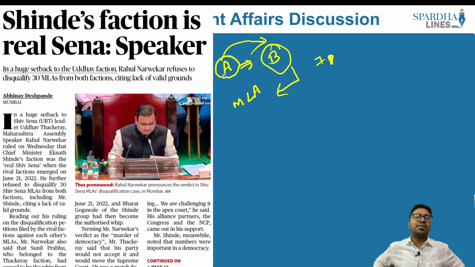But why are we discussing the anti-defection law? When we speak about the anti-defection law, who decides it? It is the speaker who decides whether this person has to be disqualified or not. What happened in the state of Maharashtra? When we look at the politics involved in this entire scenario, we have to look at ideologies. What happened?